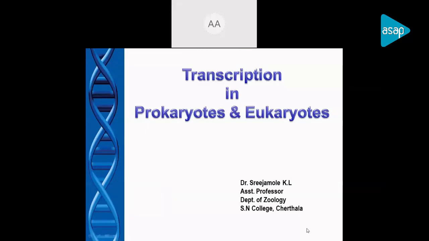So, today we are going to discuss the topic transcription in prokaryotes and eukaryotes. As we all know, DNA is the genetic material in every organism, and it has some instructions kept in it, which are to be transcribed and translated to govern the cellular activities. These instructions kept in DNA are known as the genes. So genes are first to be transcribed and then translated to proteins to perform several functions in the cell.